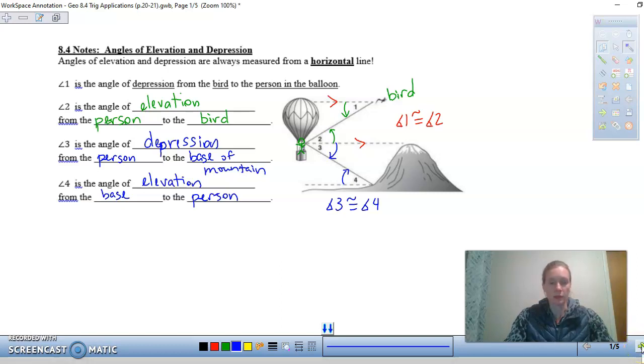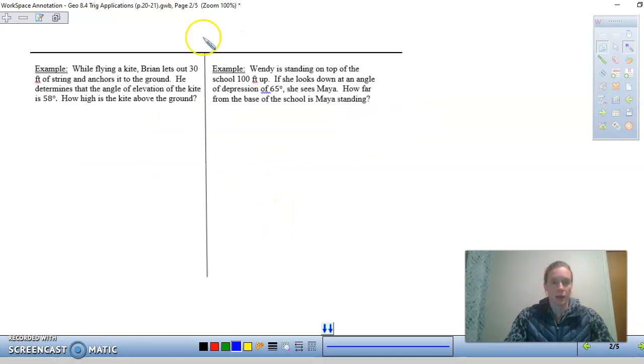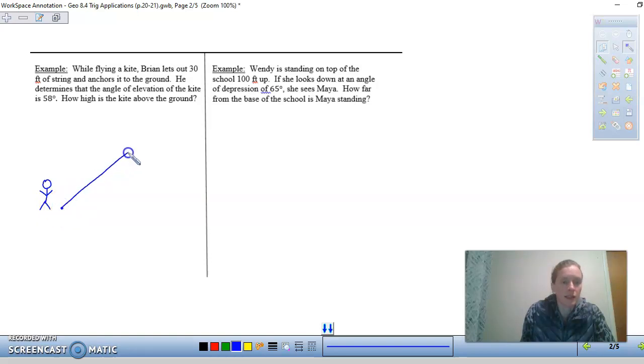Okay, so 2 word problems, and then that'll be it for today. All right, the hard part about these is just getting the picture drawn correctly. After you have the picture drawn correctly, it's actually pretty straightforward. While flying a kite, Brian lets out 30 feet of string and anchors it to the ground. So you have to imagine that we have Brian here, and he's got the string attached to the ground, and he lets out 30 feet of string for his kite.